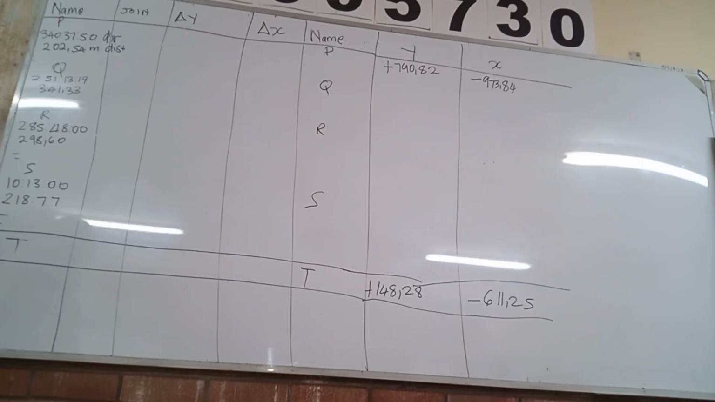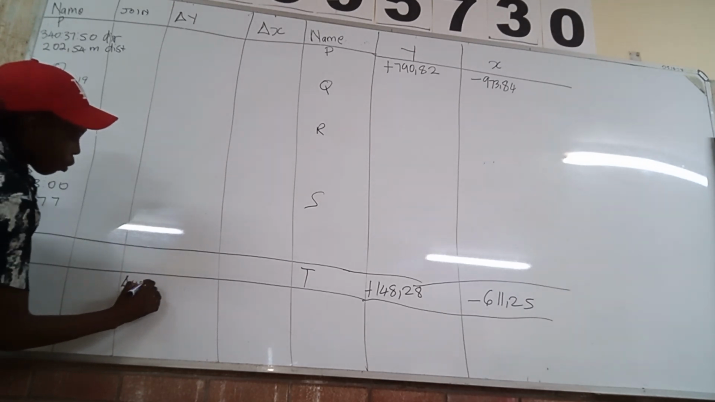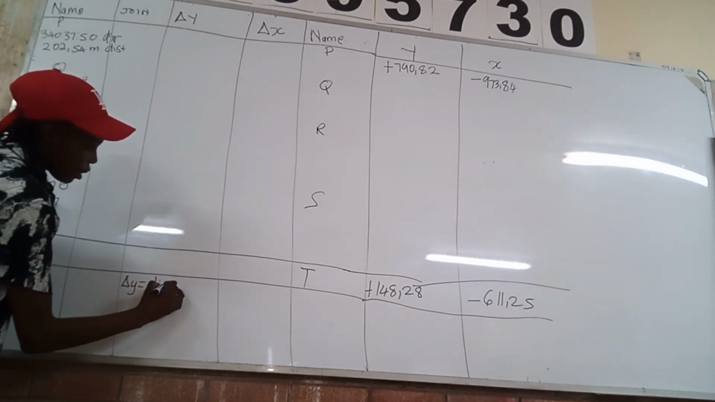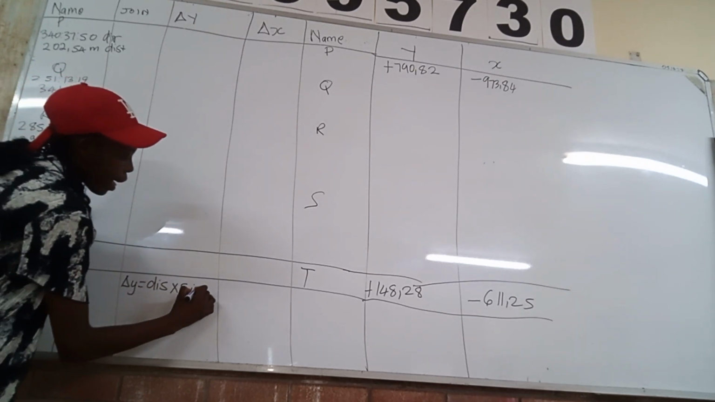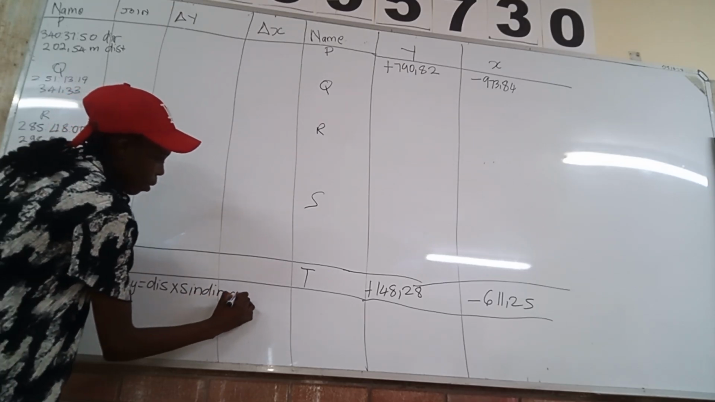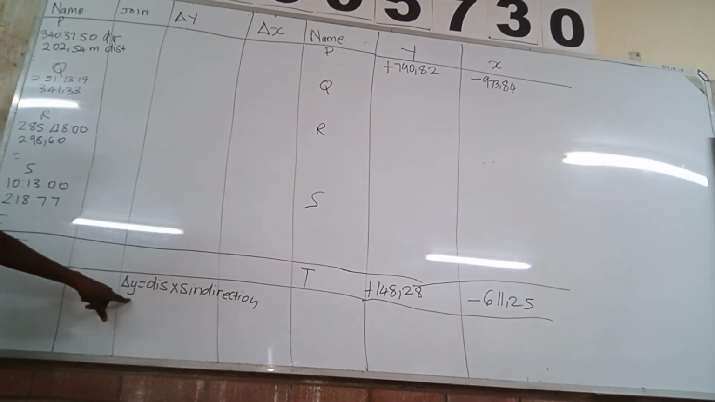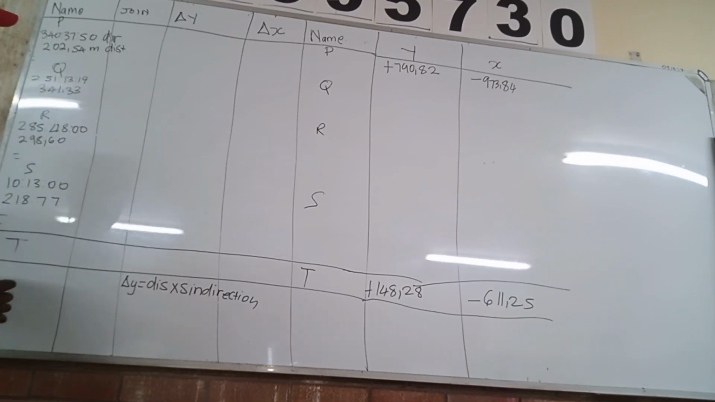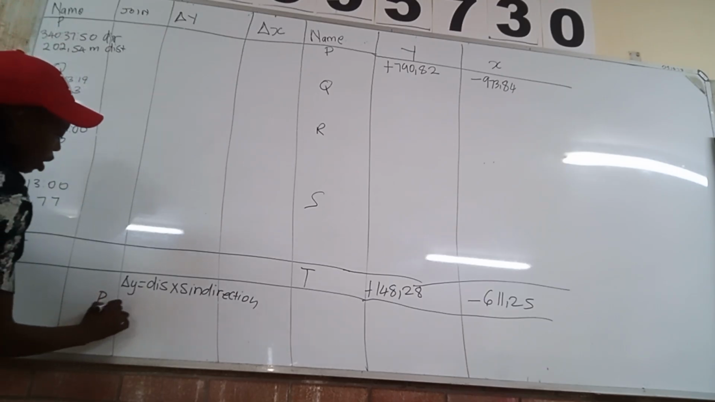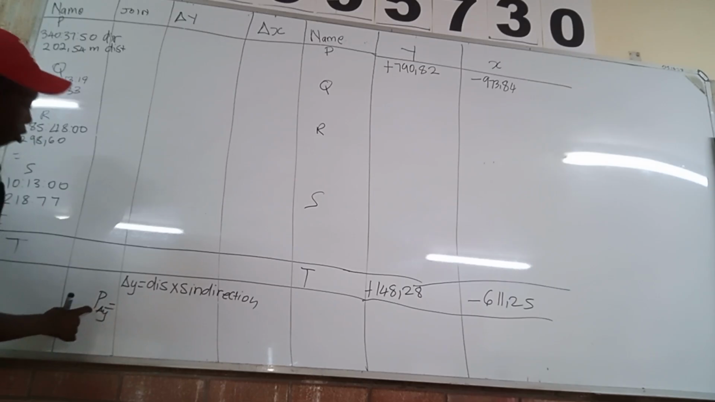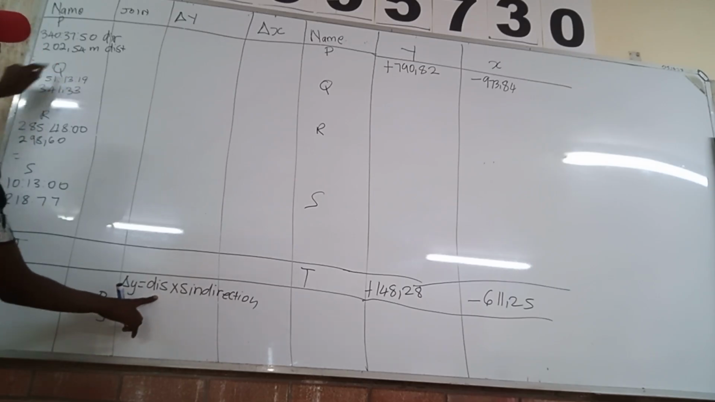We say the distance times sine direction. For us to get the change in Y, we're going to say it is distance times sine direction. So it means we're going to calculate change in Y for each and every traverse. We're going to start with the letter P. So change in Y of P is equal to the distance. What is our distance there?